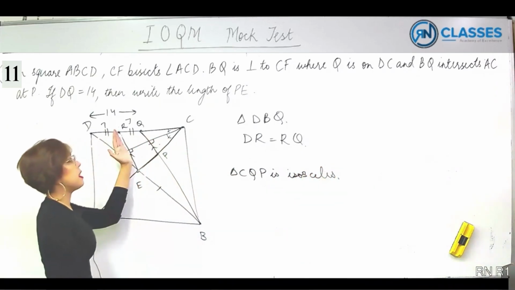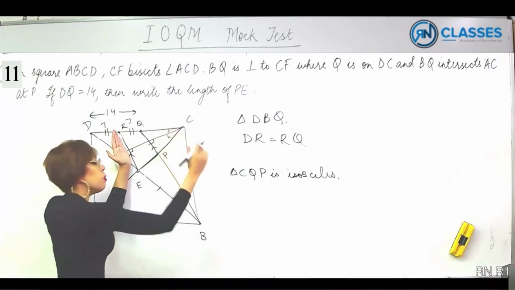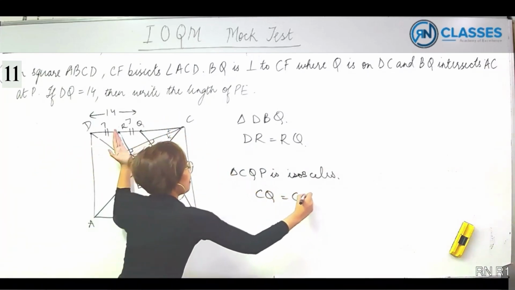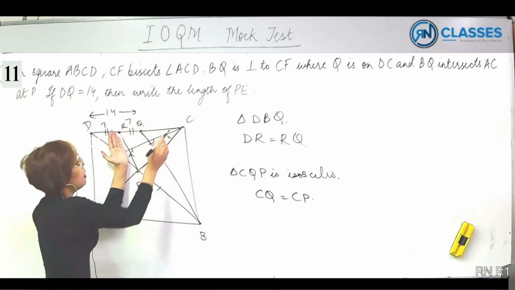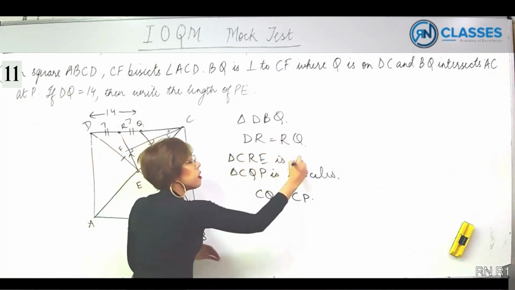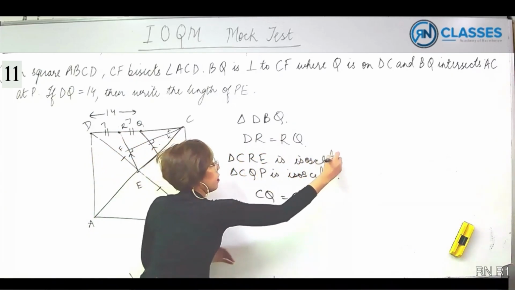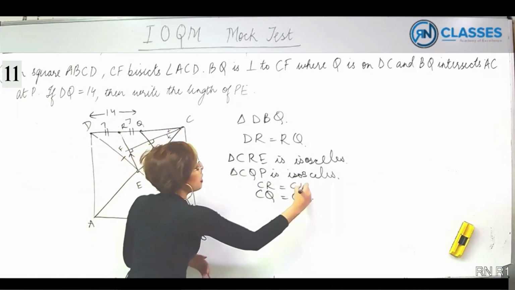Triangle CQP is isosceles. I can clearly see it. This is the angle bisector, which is the perpendicular. This side, CQ, has to be equal to CP. Right? Also, if I consider this triangle, CRE, the big one, can I see that triangle CRE is also isosceles? That means CR is equal to CE.